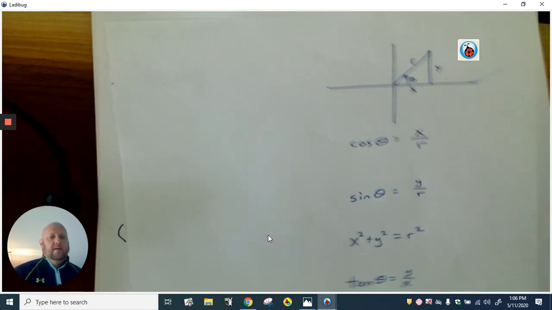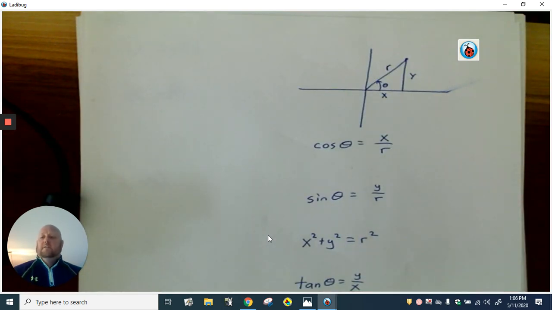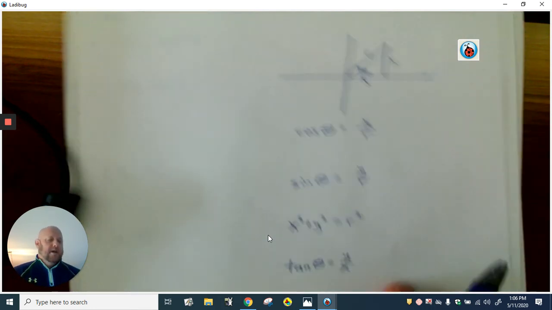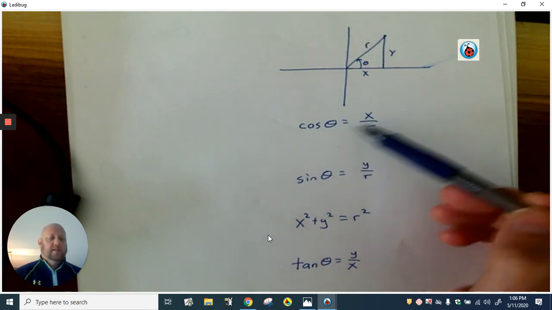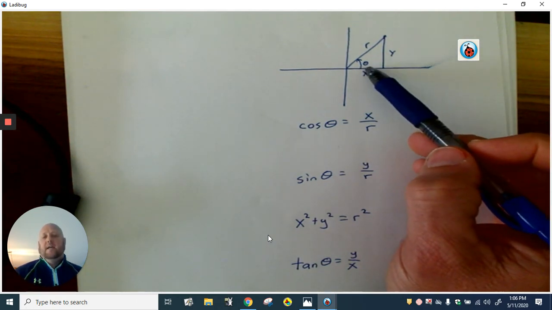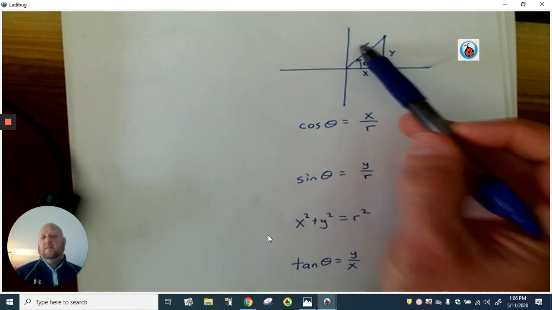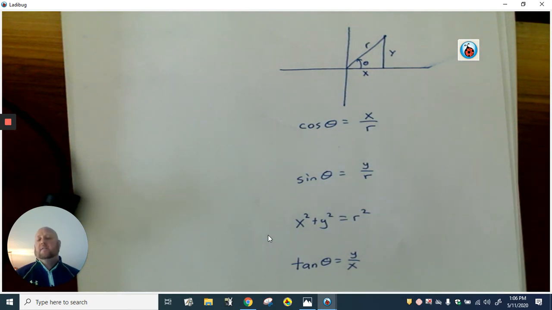Now, we do have to have ways of going back and forth. Just like any other type of systems, like when we do degrees and radians, we have to have ways of getting back and forth between the multiple systems. So we've done this in the past. If we have cosine is equal to x over r, that's an established fact we've done a long time ago, where any angle is adjacent over hypotenuse. So we have cosine is x over r, sine is y over r, tangent is y over x. We also have x squared plus y squared equals r squared.